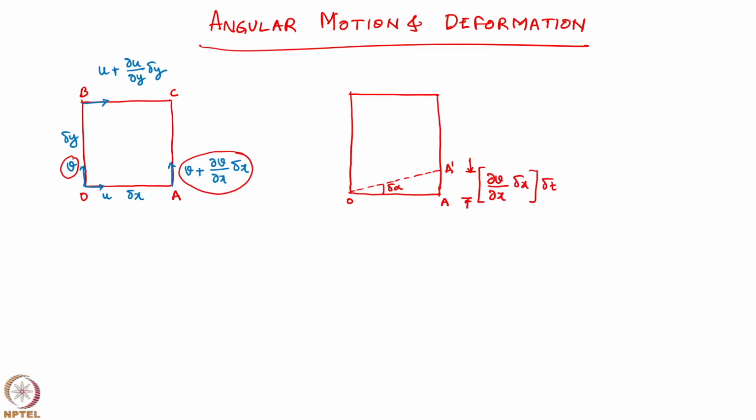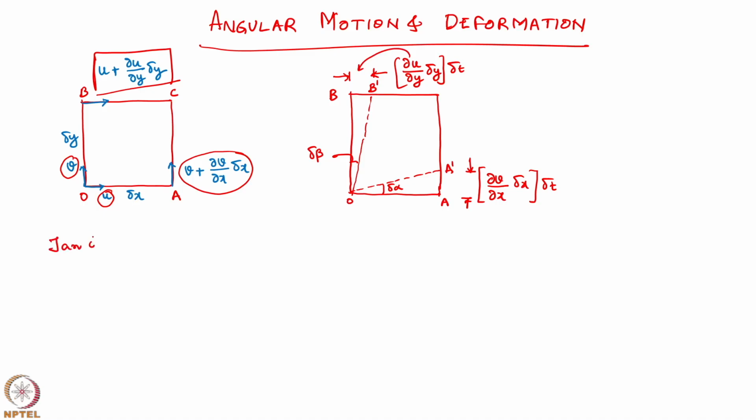Now similar to this, what happens to OB? It will undergo rotation to B prime, or angular deformation, that is delta beta. What is this distance BB prime? That distance is the difference between U and U plus del U by del y into delta y, over a time delta t. So that is del U by del y into delta y into delta t. That is what happens here. Now let us try to find tan delta alpha. What is tan delta alpha?